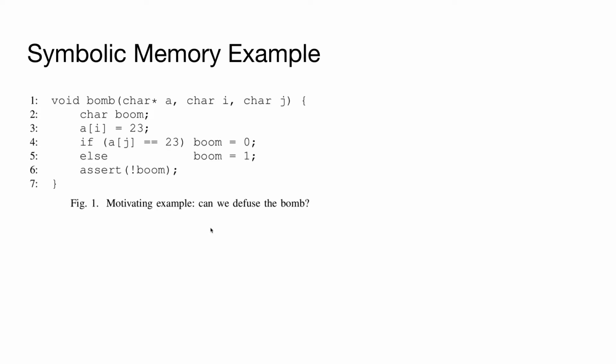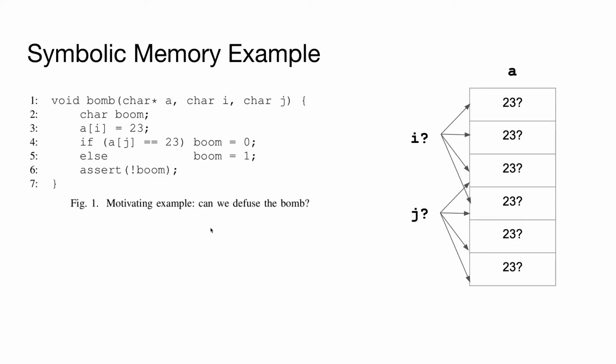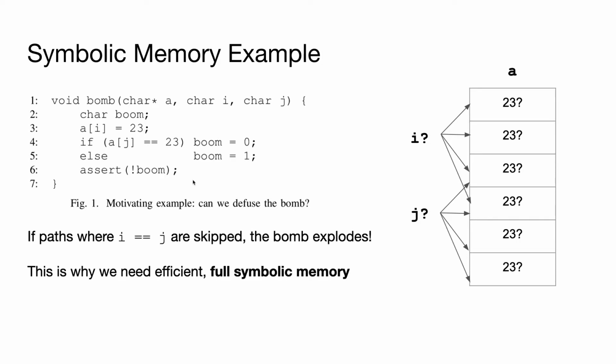So that was a simple example of symbolic execution where we don't access memory, but since most programs do access memory, it's important that we are able to handle that in our symbolic execution engines. In this example, we have a memory object A being accessed by symbolic indices I and J. Since these symbolic indices could really point anywhere in A, it's kind of hard to determine whether or not the bomb is going to explode. It's important our symbolic execution engines are able to explore interesting paths of our programs, even if they access memory symbolically. So this is a motivating example for why we need efficient, fully symbolic memory.